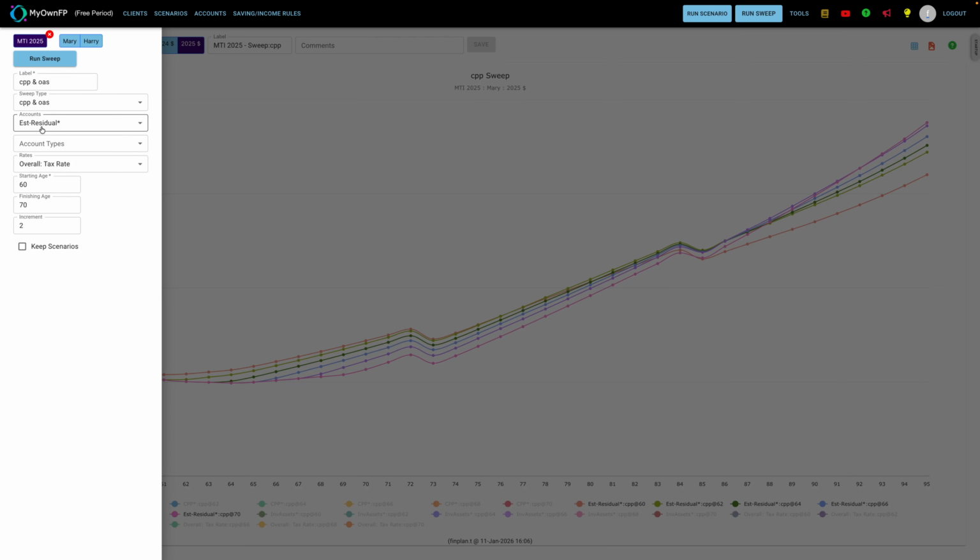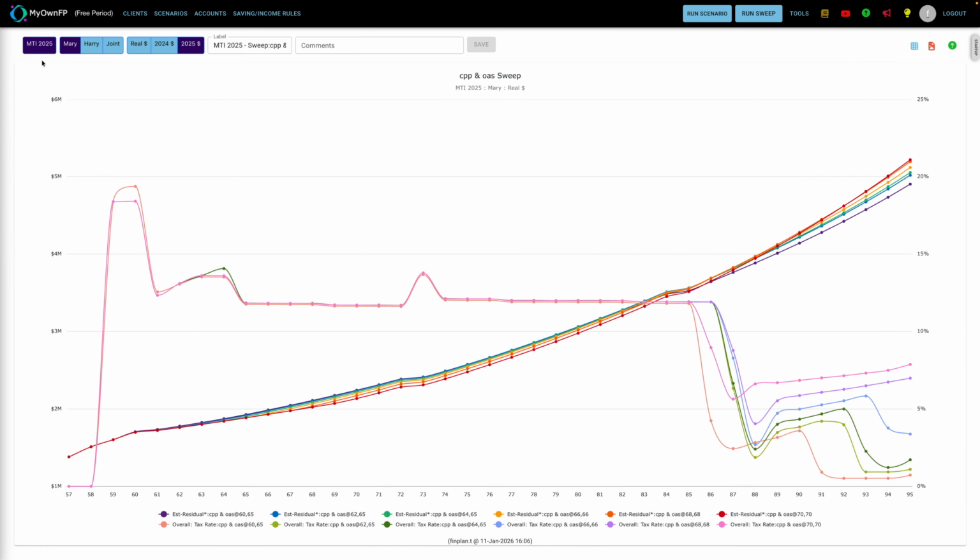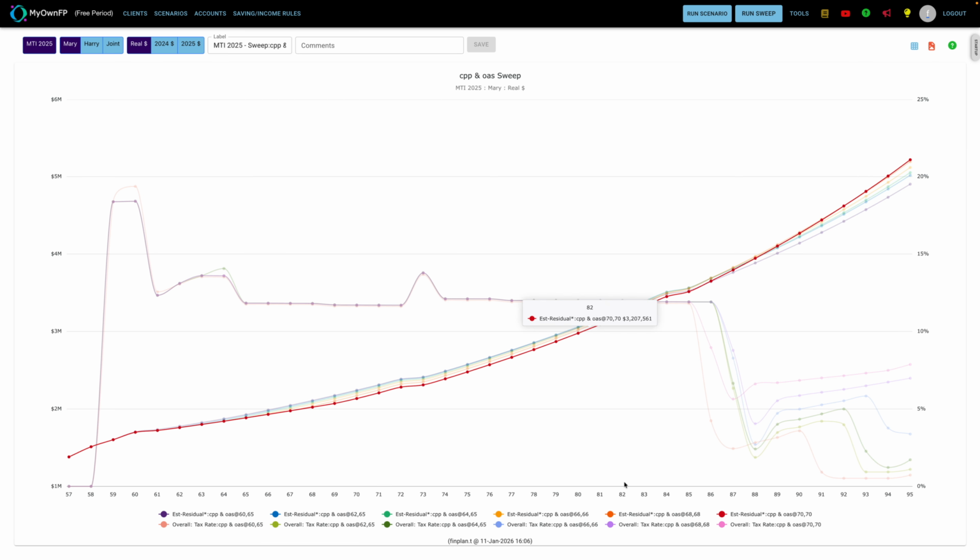So if you do both, it'll take CPP at 60, OAS at 65, then 62 and 65, 64 and 65. After you're at 66, it'll take CPP at 66 and OAS at 66. At 68, it'll take both of them at 68 and both of them at 70. So let's run that and see how that differs.